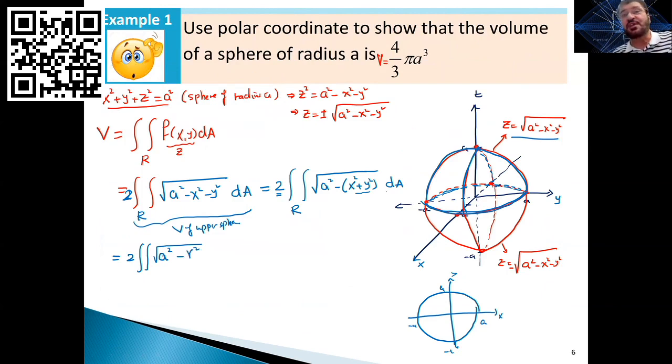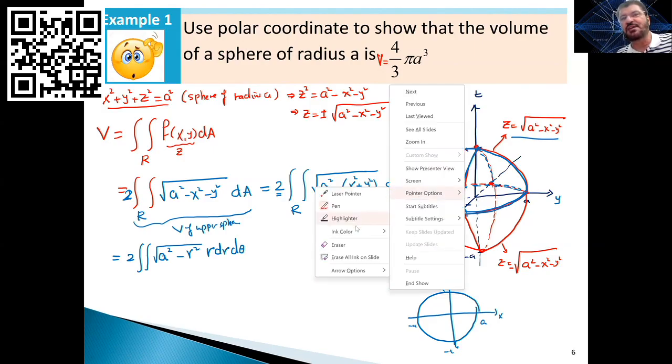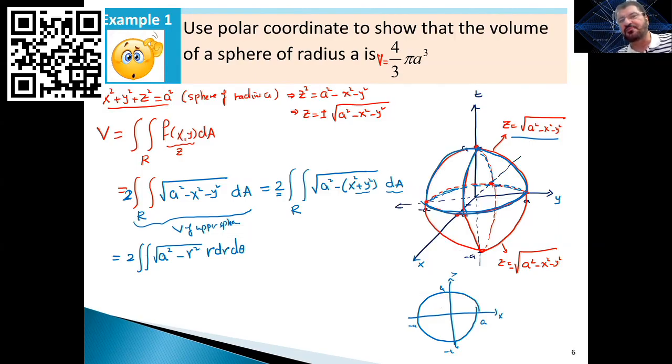And when you change this in polar, what do you write? You write R, dr, and d theta. Correct? This is how you change to polar. Now, let's look at our boundaries. The base is a circle of radius r. So what I'm going to do now, I will define my region. My region is the whole circle.